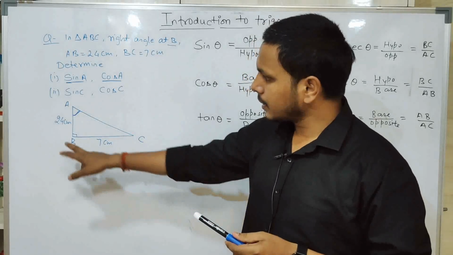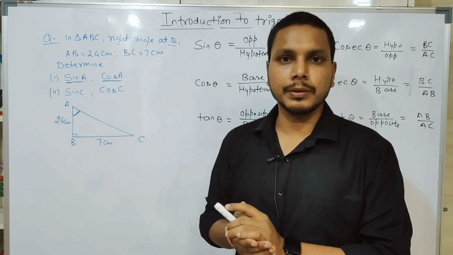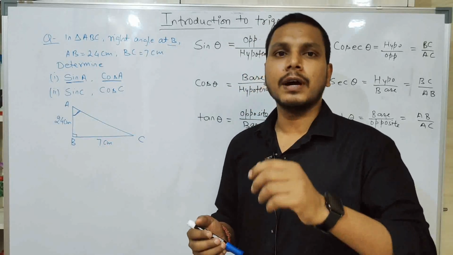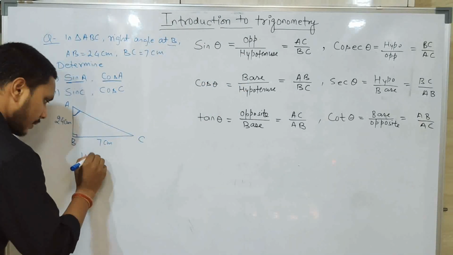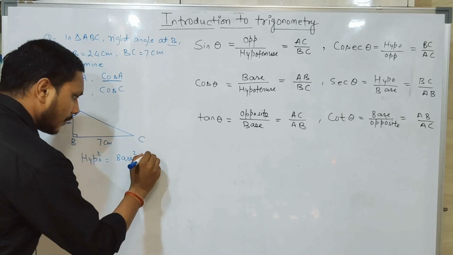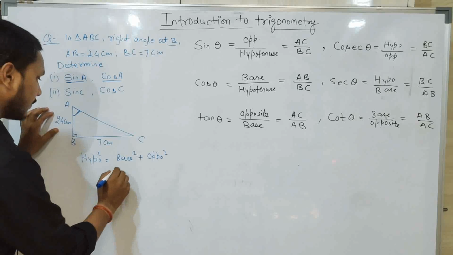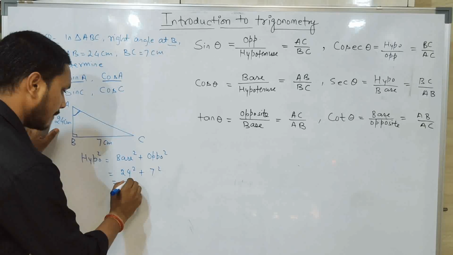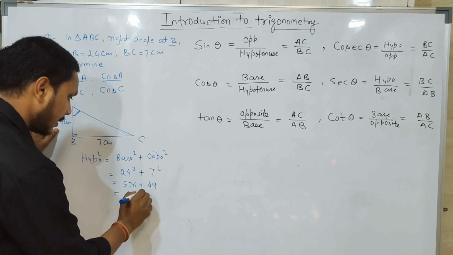For finding any ratio, two sides should be known. We have only two sides, but AC is not given. So first we find AC by the Pythagoras theorem. You know the Pythagoras theorem: hypotenuse square equals base square plus opposite square. Hypotenuse is not given, but we have base 24 and opposite 7. So we have 24 square plus 7 square. 24 square is 576 plus 49, and when you add, you will get 625.